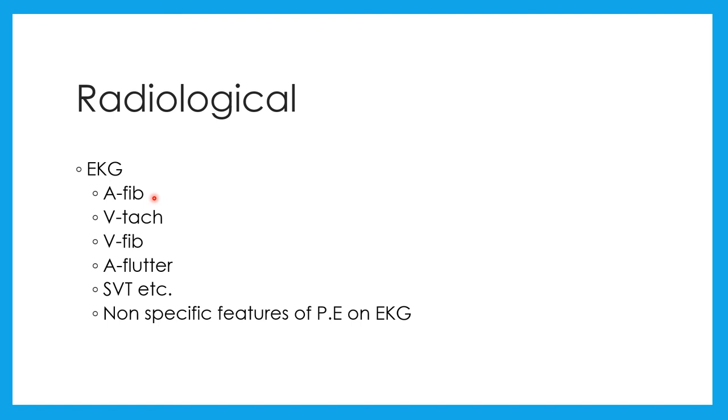We might need an antiarrhythmic agent here to correct the rhythm. Then we might have ventricular tachycardia, ventricular fibrillation. When we're dealing with this, we know we're in trouble, right? Because we might go for an implantable cardioverter defibrillator right away. Is it atrial flutter? Is it supraventricular tachycardia? Then non-specific features of pulmonary embolism on EKG. Well, it may point to pulmonary embolism, but it is non-specific.